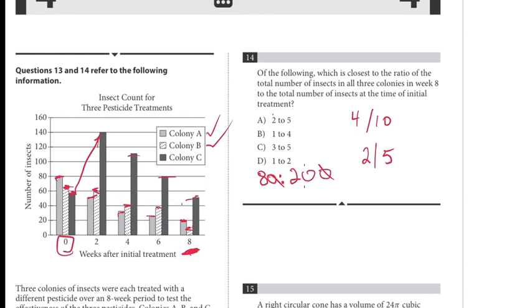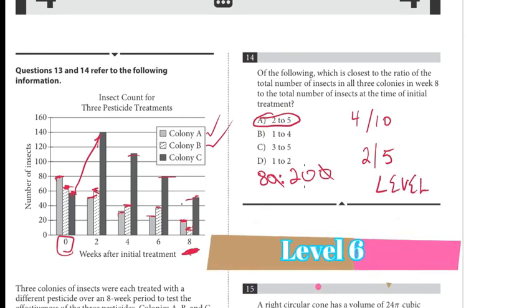Okay, answer choice A. Level of difficulty: I would say that's about a level 6, from 1 to 10, based on students' ability to get the question correct without guessing.